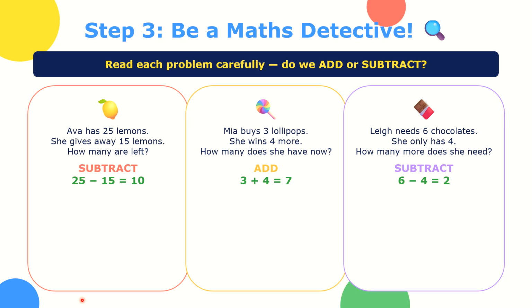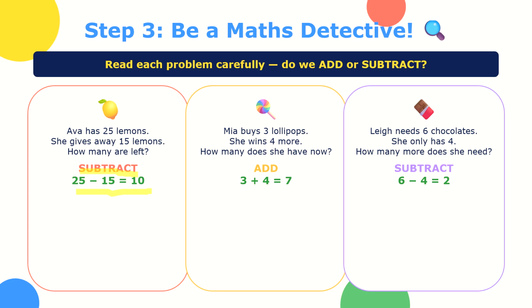Step 3 is to be a maths detective. Read each problem carefully, then you decide, do we add or subtract? Like the following. Ava has 25 lemons. She gives away 15 lemons. How many are left? So in this case, we use subtraction. 25 minus 15 equals 10.